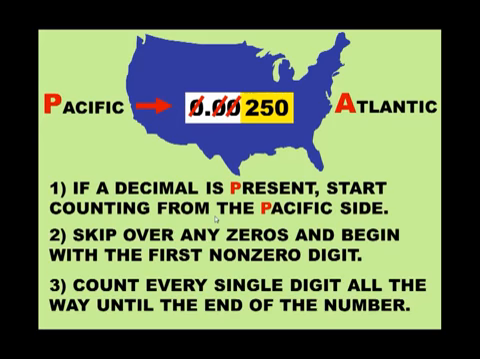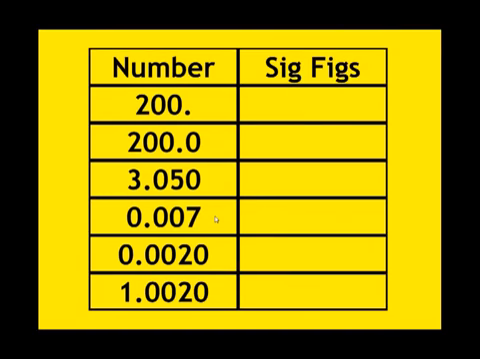And now it's time to practice the Pacific rule. So all 6 of these measurements contain a decimal point. We'll start counting from the Pacific Ocean, or the left side of the number. 200 with a decimal point at the end implies that you have confidence out to the ones place. That measurement has 3 sig figs. 200.0, again, because you're counting from the Pacific Ocean side, the first number you come to is a 2. And from that point forward, everything counts. So 4 sig figs for that measurement.